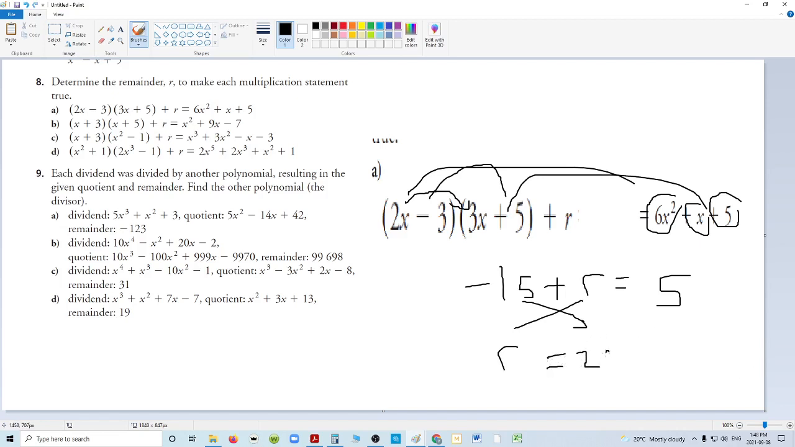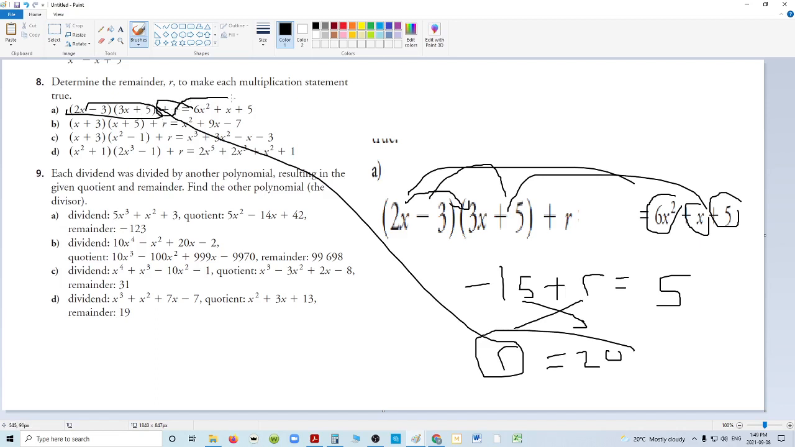So if you check your book, sure enough, the missing r up here is 20. And it's the only way, when expanding this equation and adding 20, that you will get 5, which makes sense because when I take minus 15 and add 20, I will get 5.